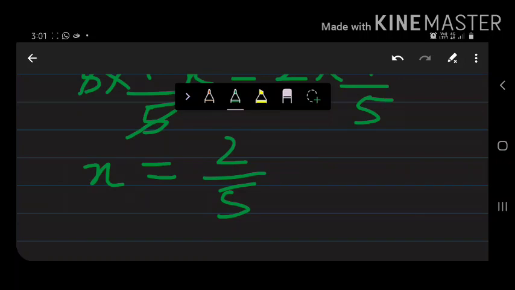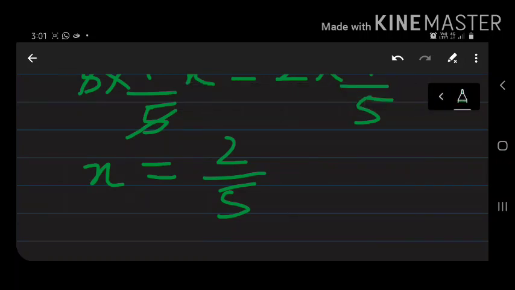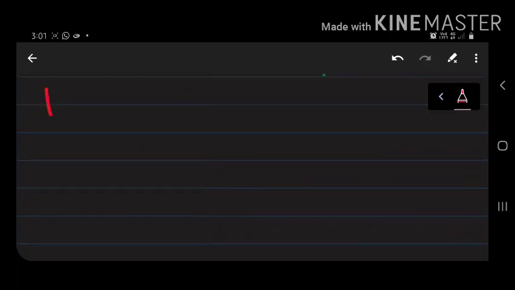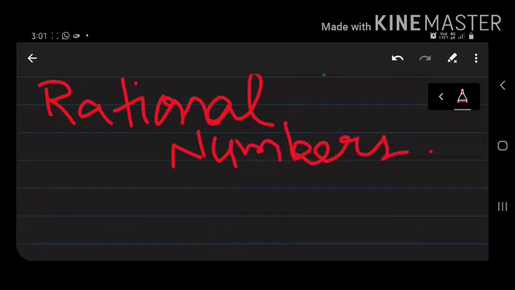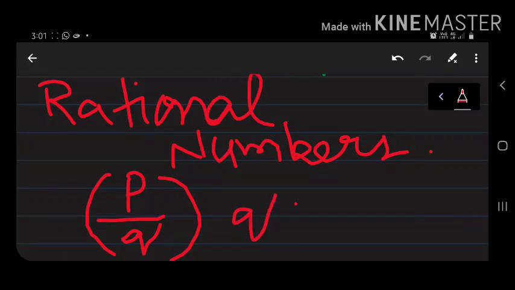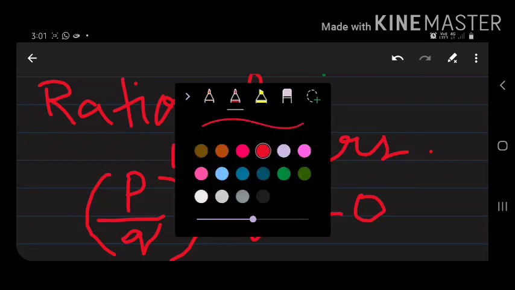Though it satisfies the equation, we can see that 2 by 5 neither belongs to the natural numbers, nor to the whole numbers, nor to the integers. So what to do now? It's time to expand the number system further. And finally we have arrived at our chapter, which is rational numbers. A rational number is a number which is in the form of p by q such that q is not equal to 0. Remember the solution, x equals 2 by 5, where 5 was not equal to 0.